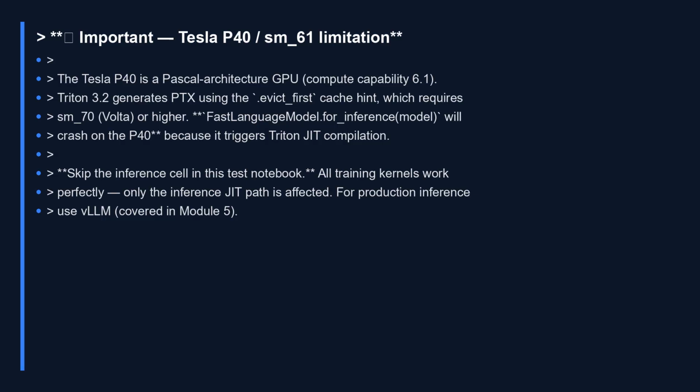Important: Tesla P40 SM_61 limitation. The Tesla P40 is a Pascal architecture GPU, compute capability 6.1. Triton 3.2 generates PTX using the evict_first cache hint, which crashes on the P40 because it triggers Triton JIT compilation. Skip the inference cell in this test notebook. All training kernels work perfectly. Only the inference JIT path is affected. For production inference, use vLLM covered in Module 5.